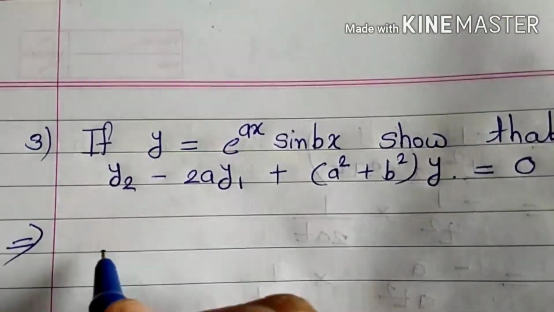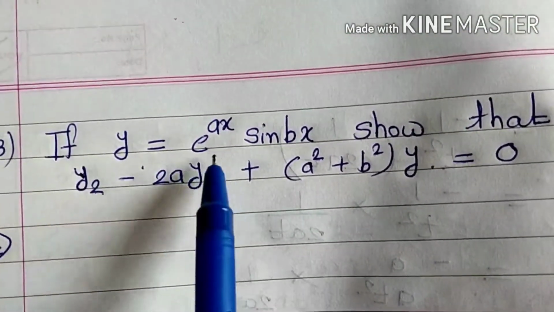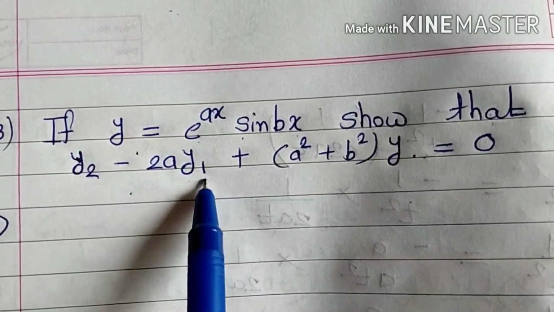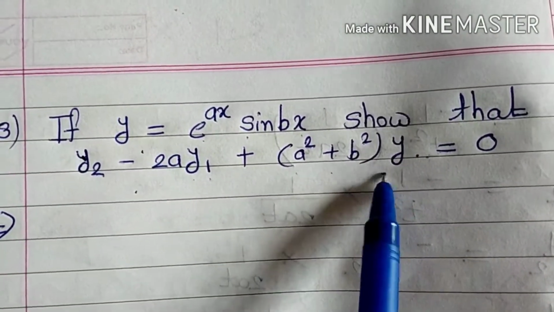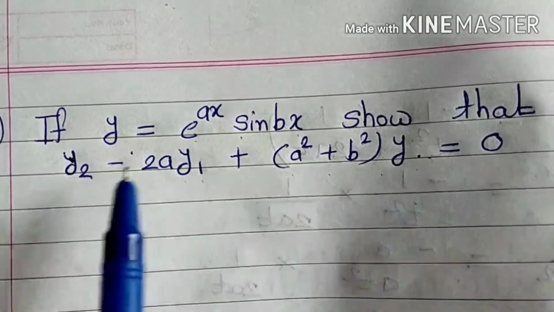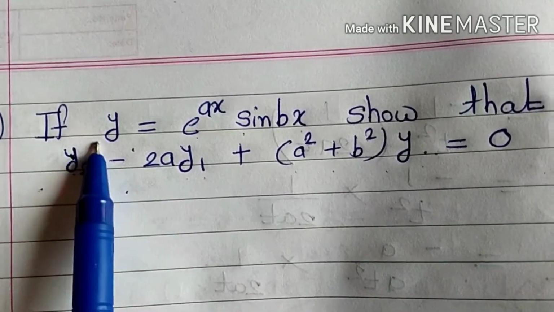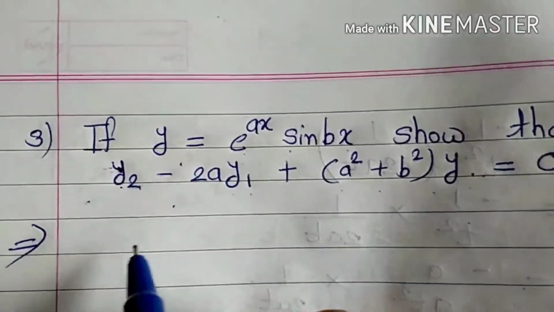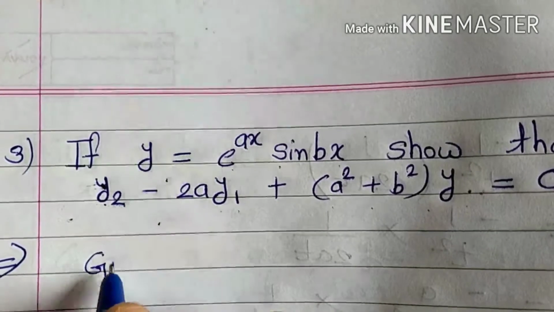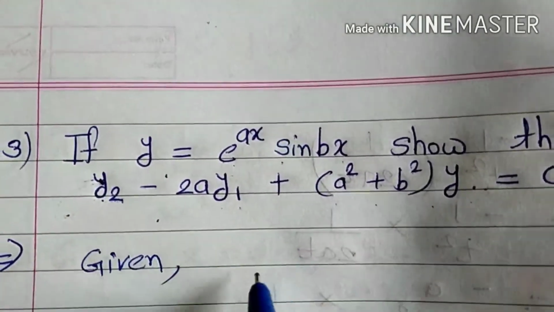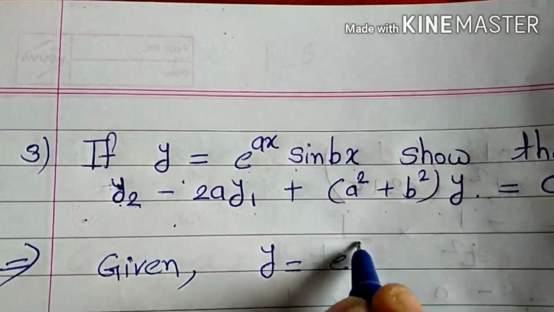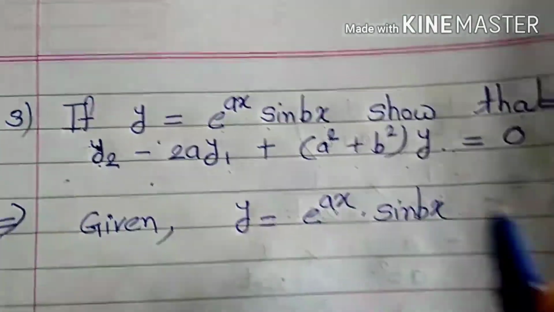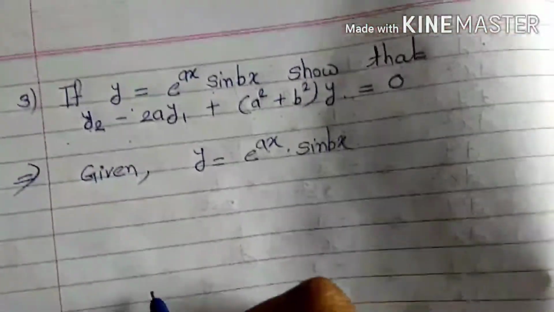Now the next example is: if y is equal to e raised to ax sin bx, show that y2 minus 2a y1 plus a square plus b square into y is equal to 0. Here y2 means we have to find the second order derivative, and y1 is the first order derivative. So first write the given y is equal to e raised to ax into sin bx. So differentiate it with respect to x.